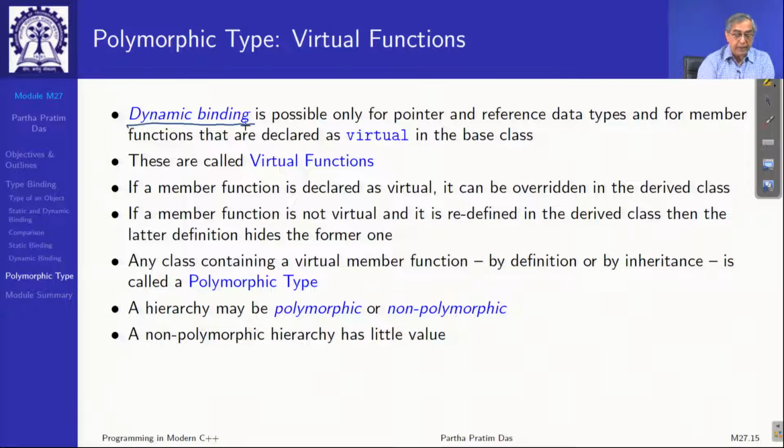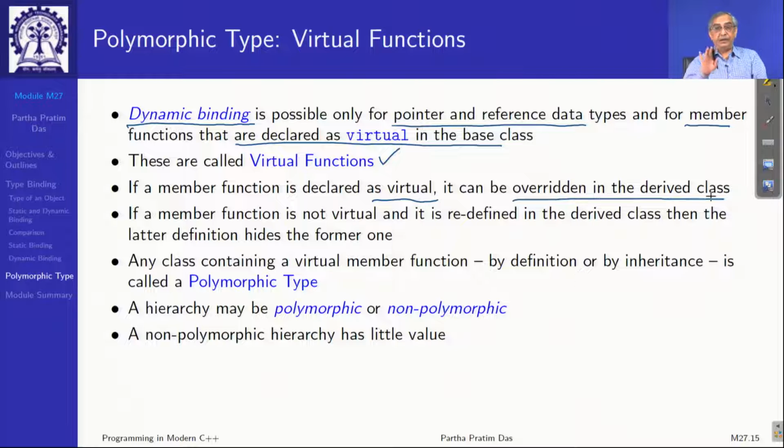So, as we have noted, dynamic binding is possible only for pointer and reference data types and for member functions that are declared as virtual in the base class. Such member functions are called virtual functions. So, it is access by pointer or reference and available for virtual functions only. If a member function is declared as virtual, it can be overridden in the derived class, right, as you override non-virtual functions as well, but you can do the same thing for virtual functions.